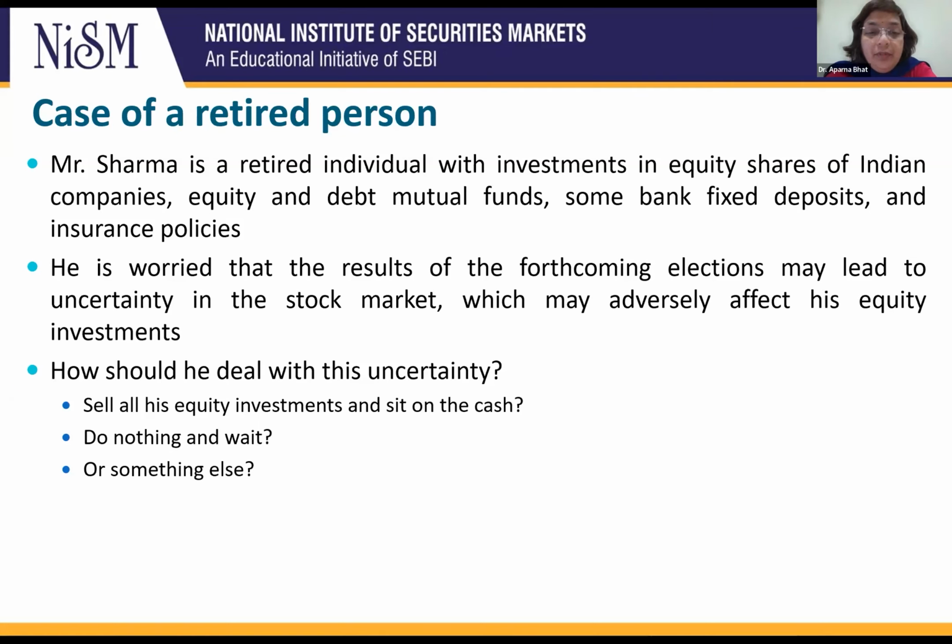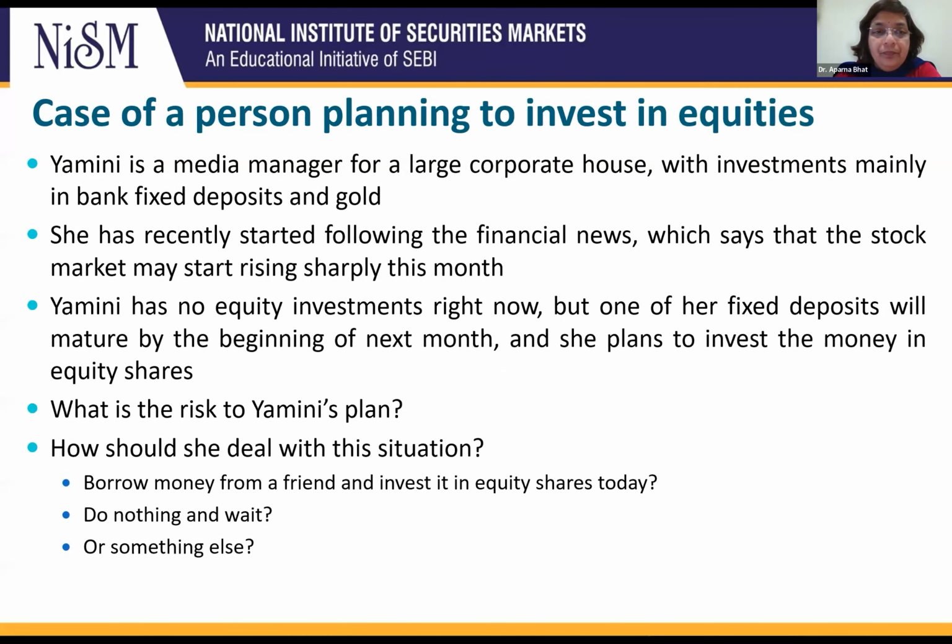So how should he deal with this uncertainty? What are the options available to him? He can sell all his equity investments, convert everything to cash and sit on the cash, or he can do nothing and wait for the outcome of the elections. Or is there anything else that he can do? Okay, so that is the case of Mr. Sharma. Now let's look at another case.